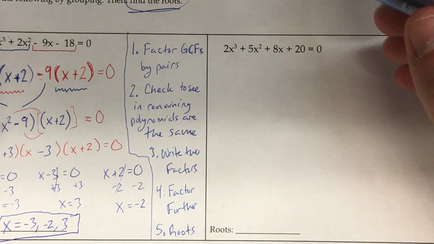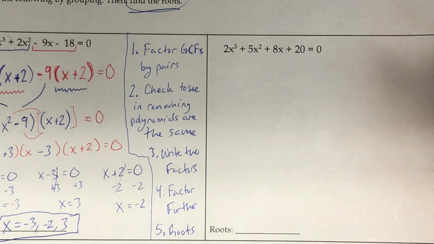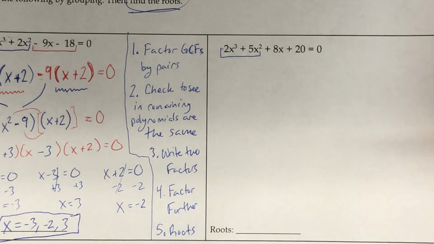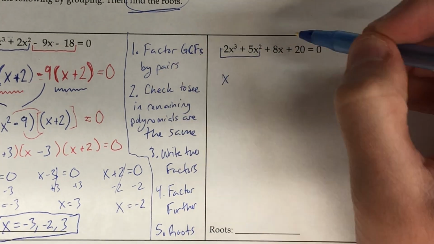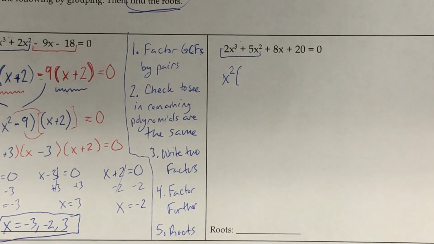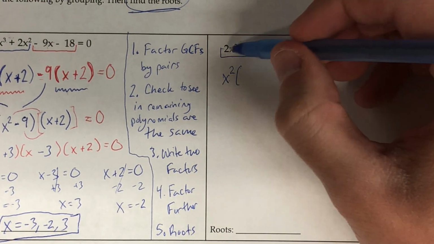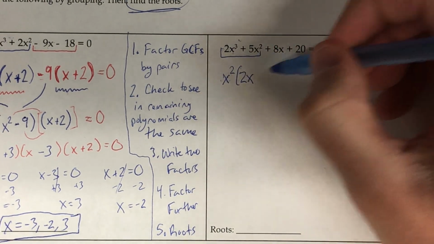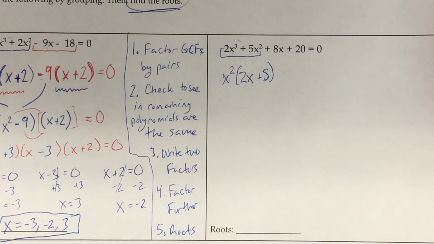So here we have 2x to the third plus 5x squared plus 8x plus 20. So we start with our first two terms, factor out the GCF. So I have 2 and 5, so can't factor those into anything because they're both prime. But we have x cubed and x squared, so they both have x's. The lowest exponent's a 2, so x squared would be my GCF. From there, divide each term by x squared. So 2 divided by 1 is 2. X cubed divided by x squared is x. 5 divided by 1 is 5. X squared divided by x squared cancels. So I have 2x plus 5.